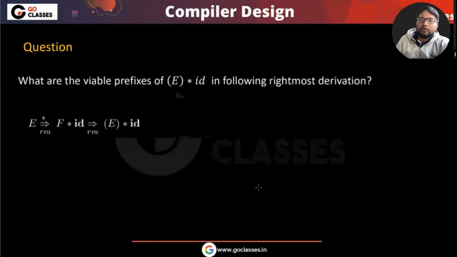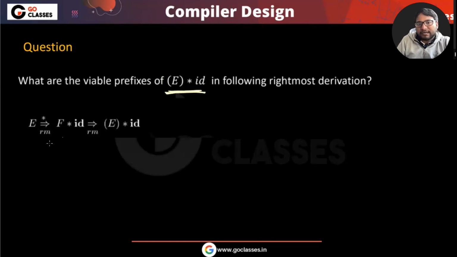Okay, now you tell me this. What are the viable prefixes of E in this right sentential form? Only one. You don't need to count the viable prefixes for all the right sentential forms or for the grammar. For just the given right sentential form, can you tell me the viable prefixes of this?